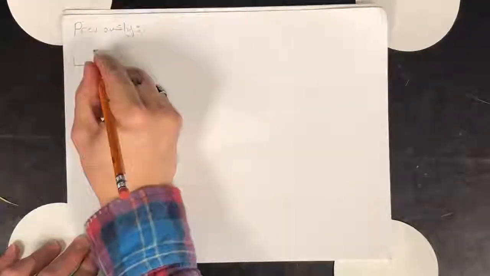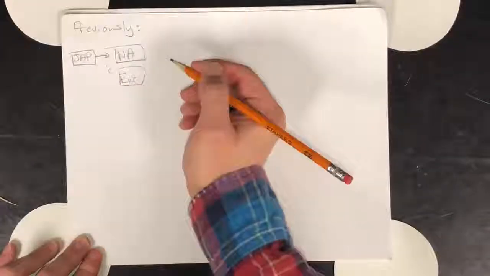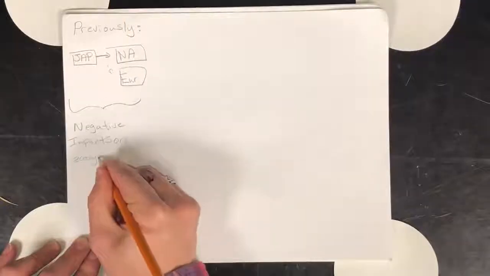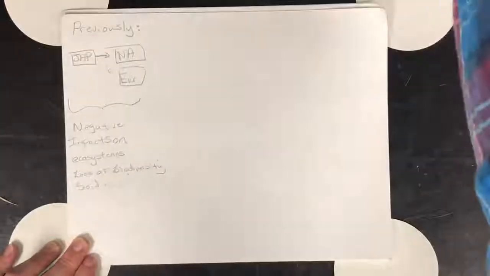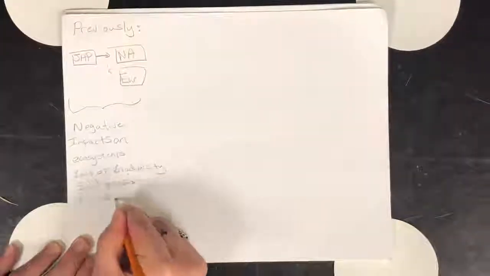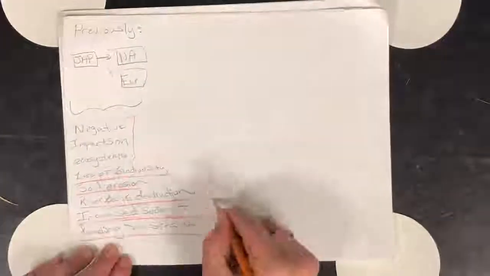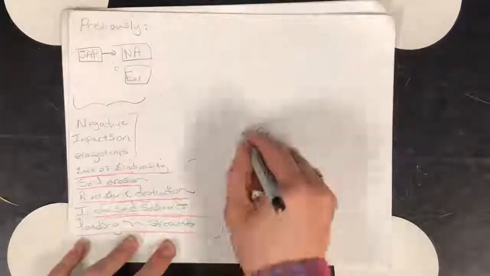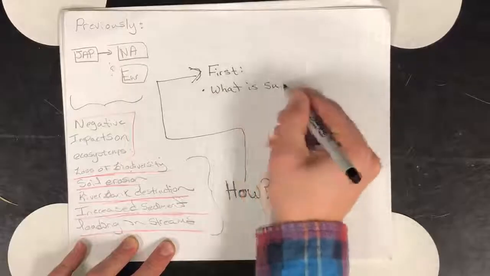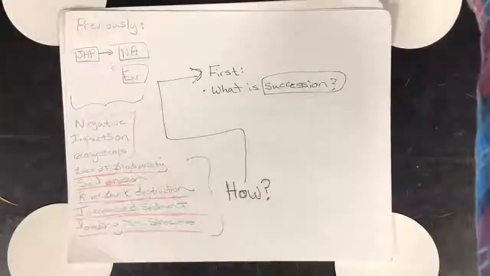In the last video, we talked about how knotweed arrived in some of the countries that it currently impacts. We also learned that it has some negative effects on the ecosystems that it occupies, such as loss of biodiversity, soil erosion, riverbank destruction, and increased sediment loading in streams. But how does an invasive species damage an ecosystem? To visualize this, we need to talk about a concept called succession.